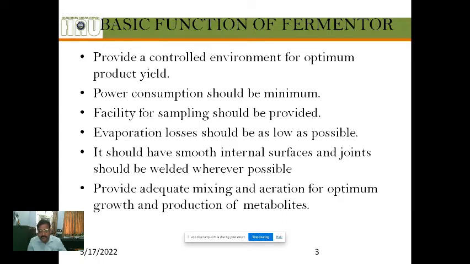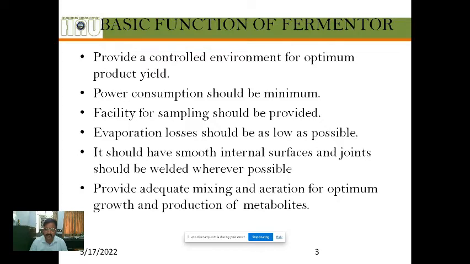So the power consumption must be minimum in case of the fermenter. There must be a facility for sampling so that if at any time contamination occurs, we can stop the process, we can save our further media, we can save our electricity, we can save our manpower. Evaporation loss is one of the main things when we are considering any bioprocess. So it must be designed in such a way that it is as low as possible.